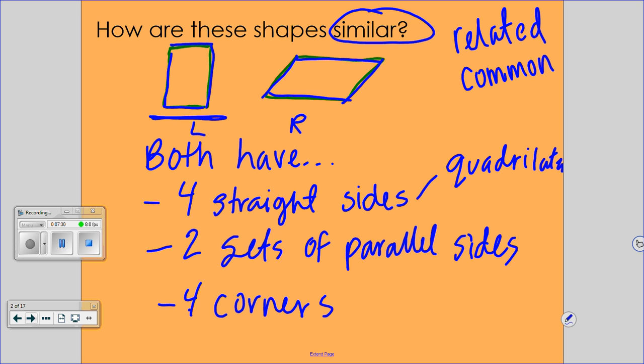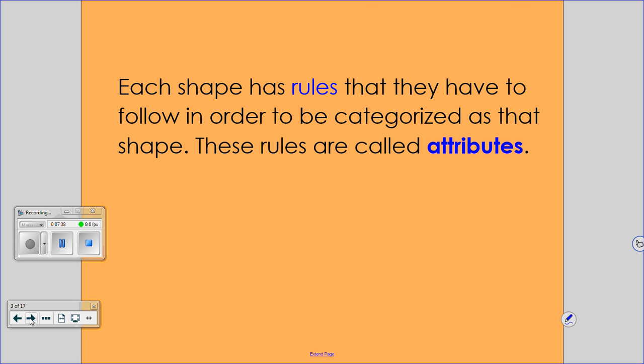Hey, I'm running out of space. Okay. We're going to be focusing on these two shapes today. I need you to turn to the next blank page in your notebook, and I need you to write this down. Each shape that we're going to be focusing on, and really each shape in general, has rules. They have to have. That's what we've been listing. You told me what the rules of a rectangle are. It has to have four straight sides. That's a rule.